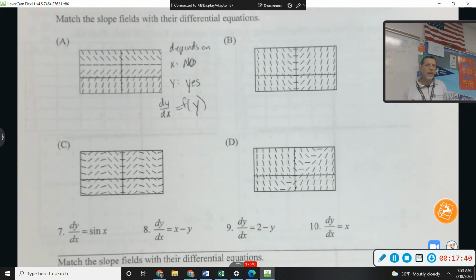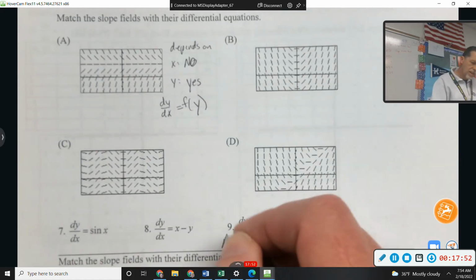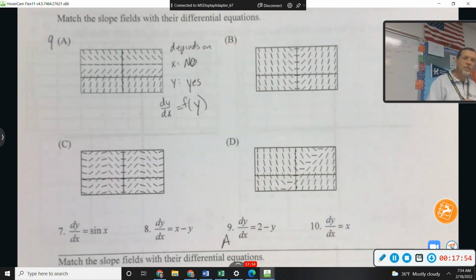So I look at my answer choices, and only one of them depends only on y. Which one is that? 9. So 9 is A, or A is 9, however you want to match those up.